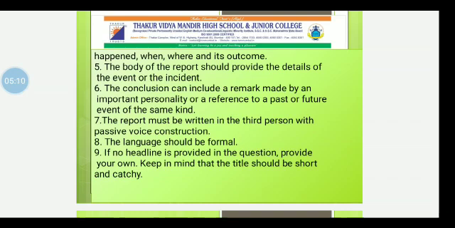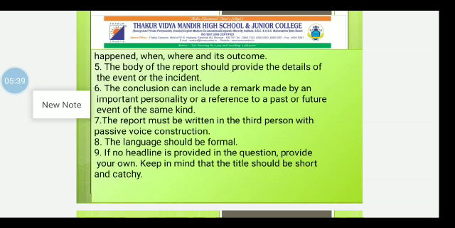Point number 6. The report must be written in the third person with passive voice construction. Remember, you need to maintain this. It's a very important rule. You have to write it in passive voice. Point number 7. The report must be written in formal language. Just as you write your formal letter, the same kind of structure or the same type of language needs to be maintained.